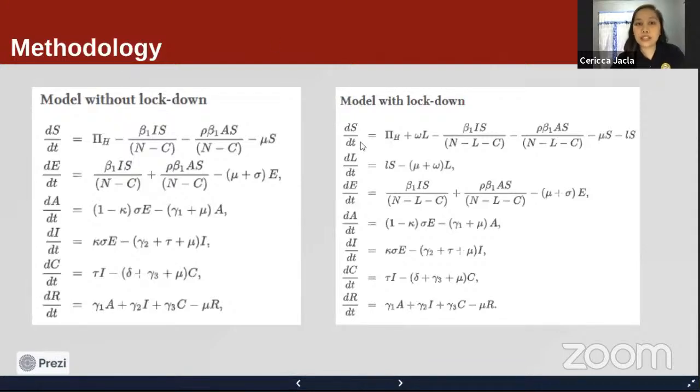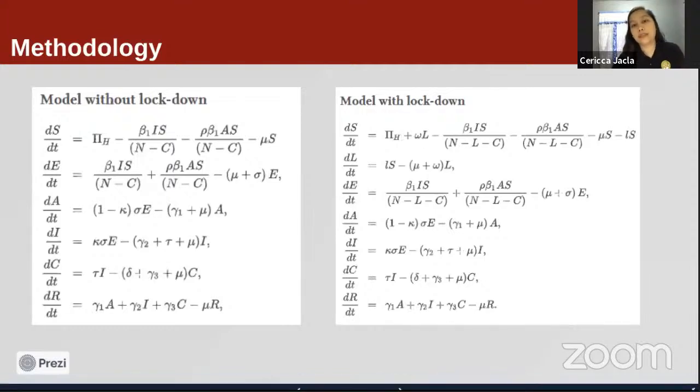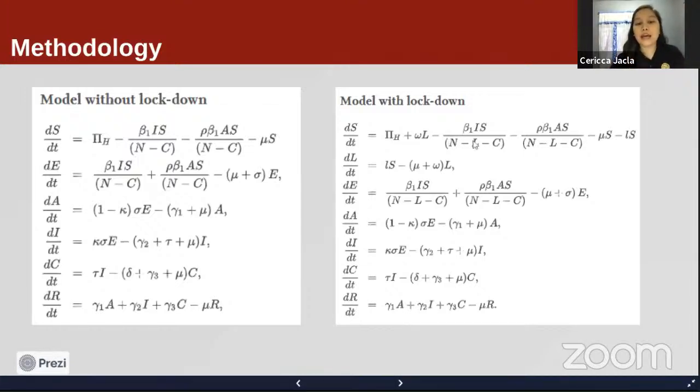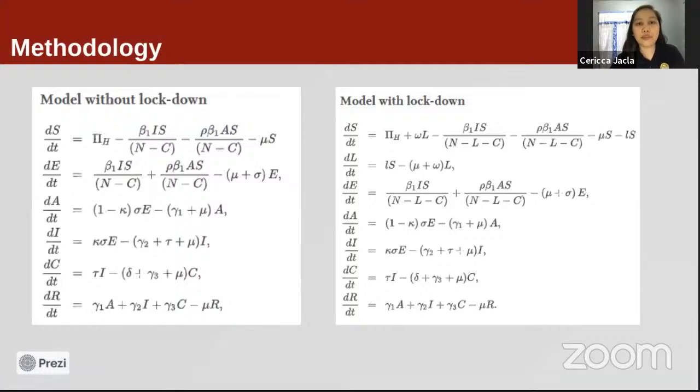So this is the rate of change for the susceptible population. It is increased by the average recruitment rate. Also, it is increased by those who came from the lockdown population and went out of lockdown, so they became part of the susceptible population. However, the susceptible population is decreased by the rate of disease transmission of those who are symptomatic and asymptomatic.